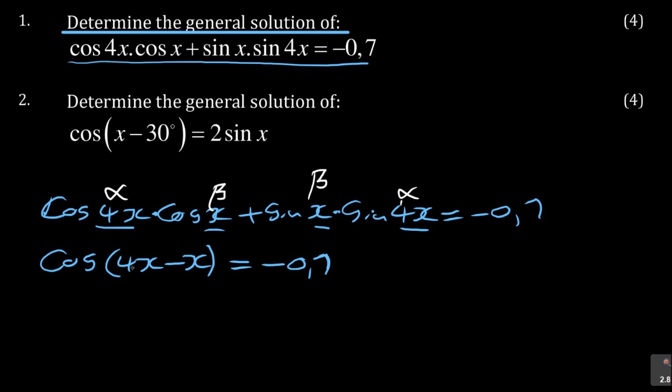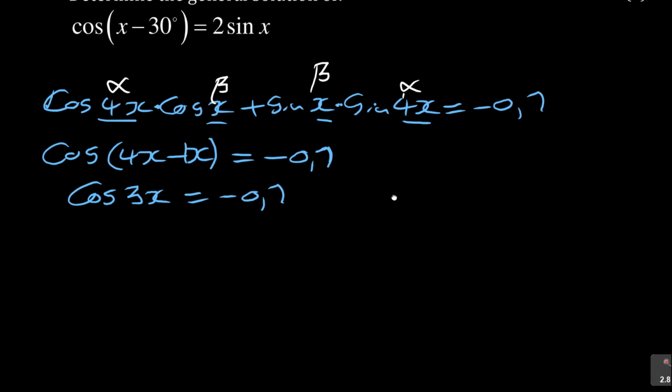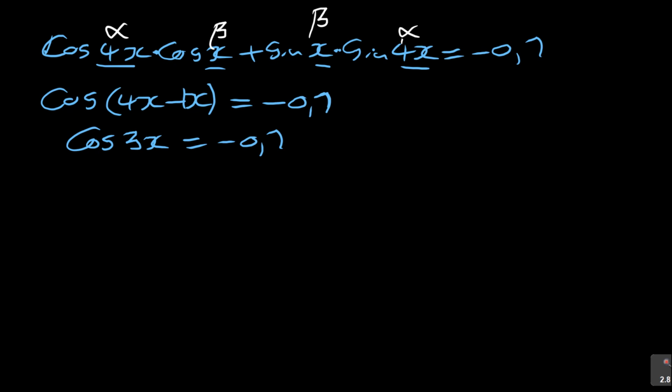Now what is 4x minus x? 4 minus 1, you subtract. This is cos 3x is equal to negative 0.7. Then that's where you need to take your time. Don't be in a hurry. Remember, we're talking about the general solution here. So don't be in a hurry. Take your time. What must you do?